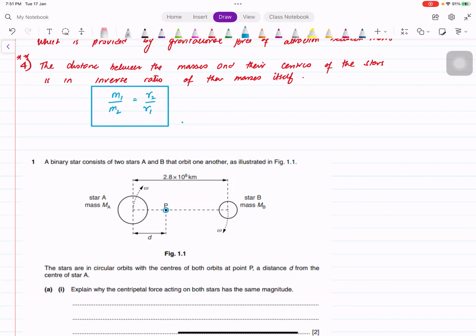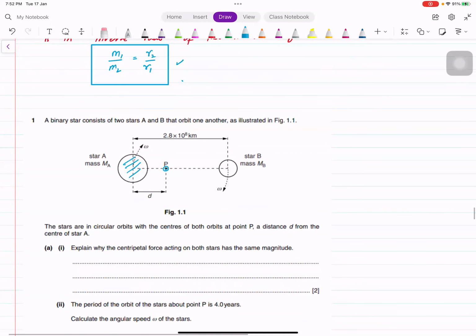Could you repeat that? If the center is closer to this one, it obviously means, because it is an inverse ratio, that the star which has a greater mass will have a smaller distance from the common center. Okay. Do you understand now? Yes, sir. Okay, very good.